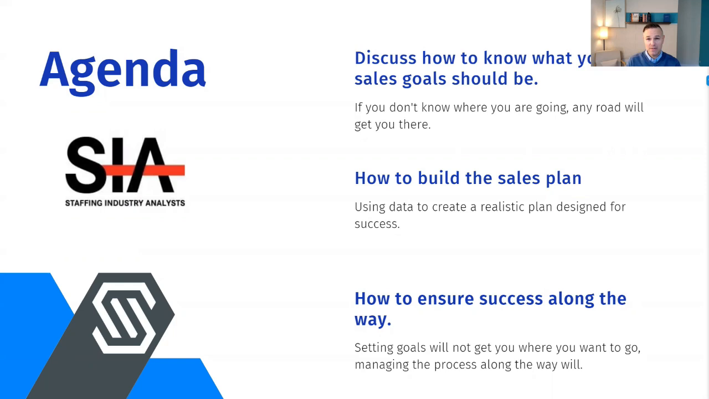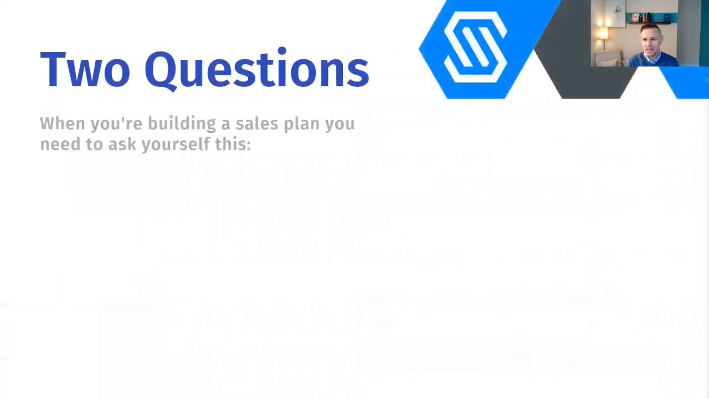Then we're going to spend most of our time talking about how to build the sales plan, okay? And we're going to use data to create a realistic plan designed for success, okay? And then we're going to close out with how do we ensure success along the way, right? It's very easy to say, hey, this is the plan and what we're going to do. But managing the plan and the process along the way is really what helps you achieve success. So that's what we're going to focus on today.